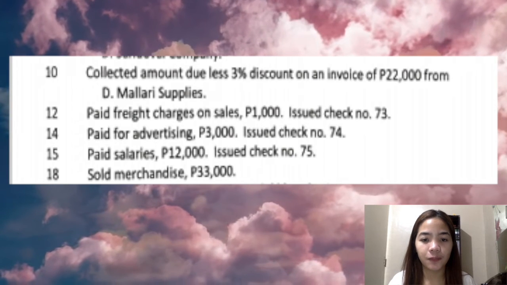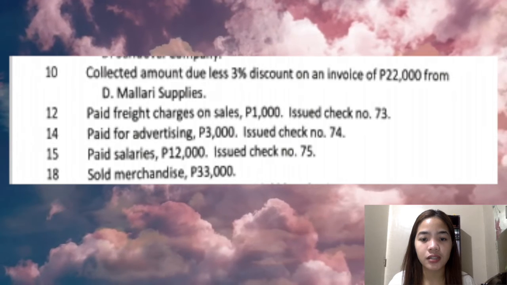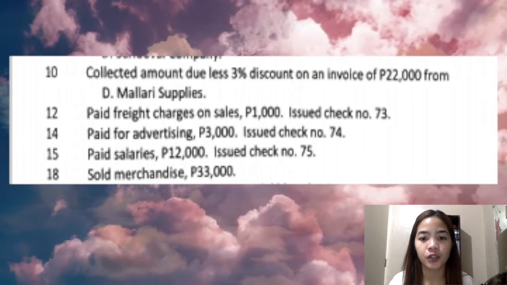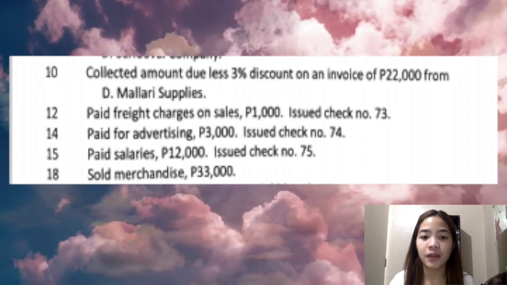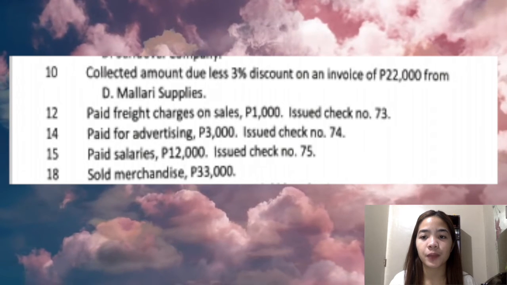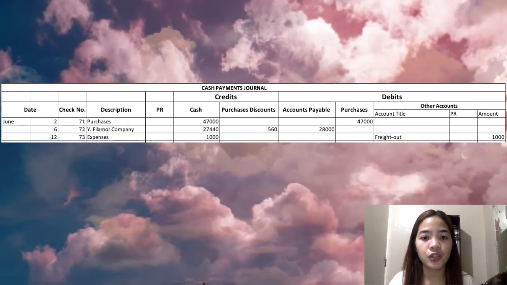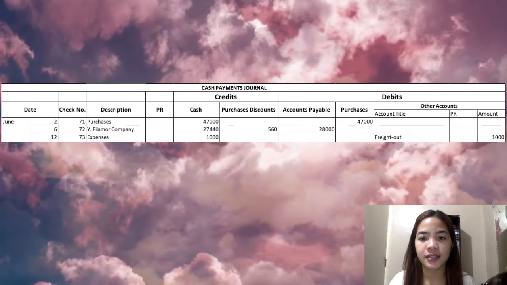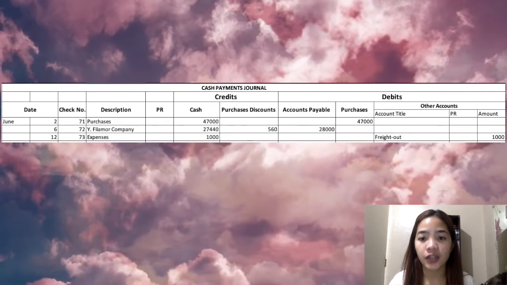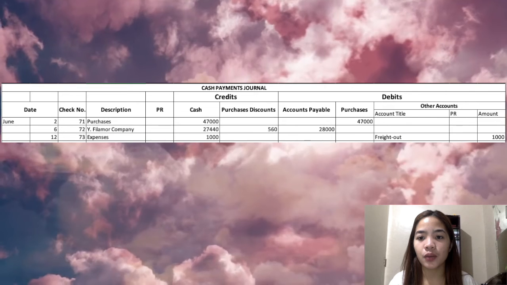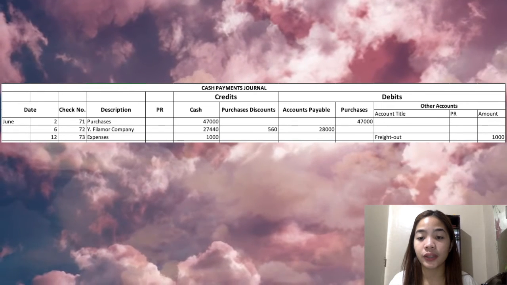On June 12, paid freight charges on sales, 1,000, issued check number 73. So, nagbayad tayo, kaya sa cash payments journal. We have here June 12, description, expenses, cash, credit, 1,000, and we have a debit of freight out, 1,000.